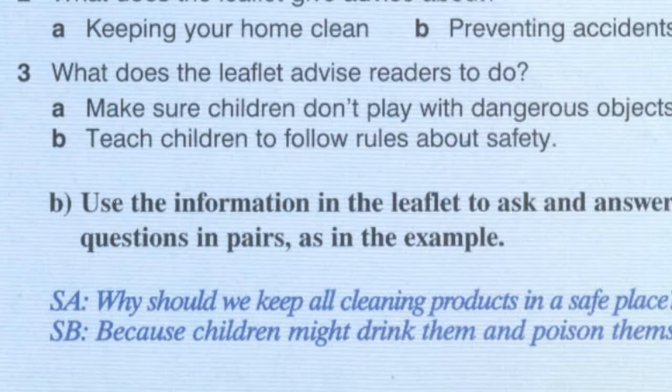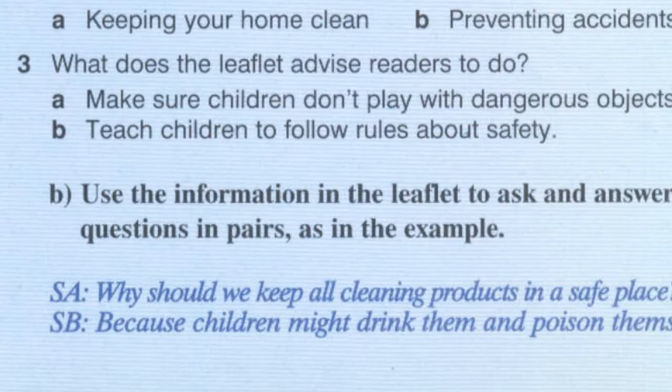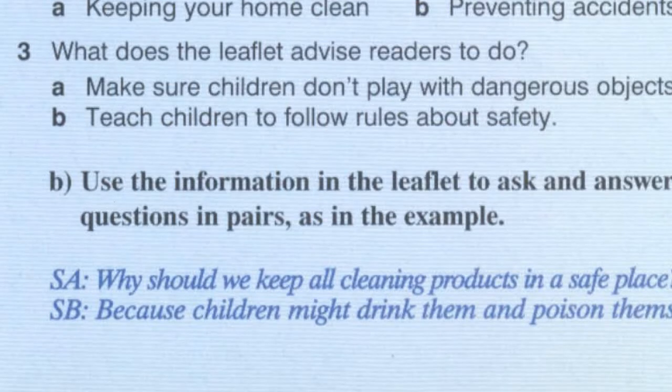And question number 3. What does the leaflet advise readers to do? A. Make sure children don't play with dangerous objects, or B. Teach children to follow rules about safety. A or B? The correct answer is A. Okay, if you didn't understand why, just wait. We're going to look at the vocabulary. For the time being, we have completed this part. If you need it, listen one more time or two more times to the audio.